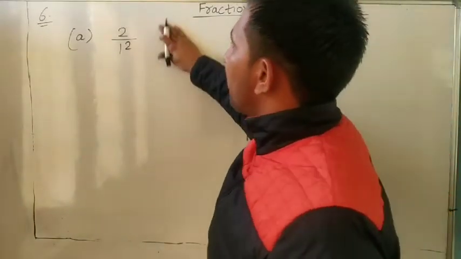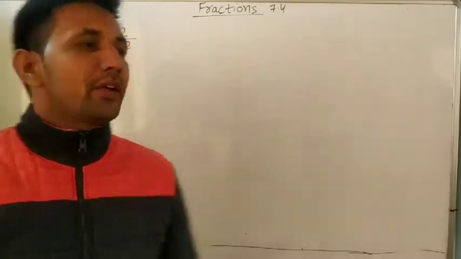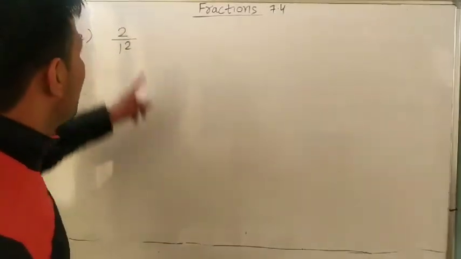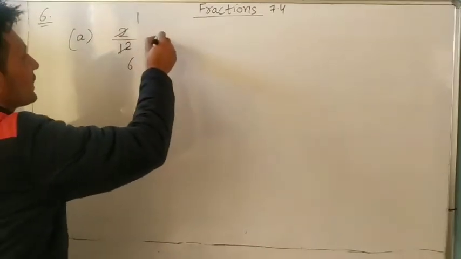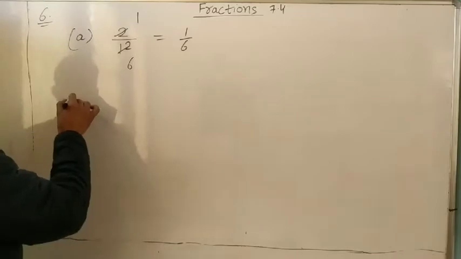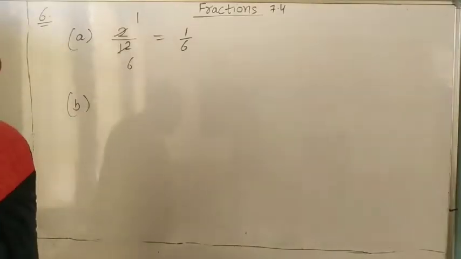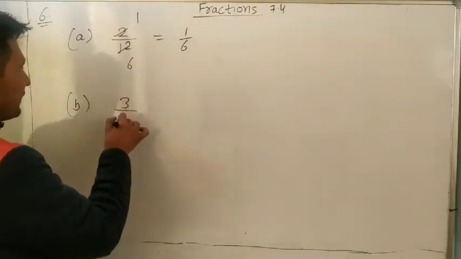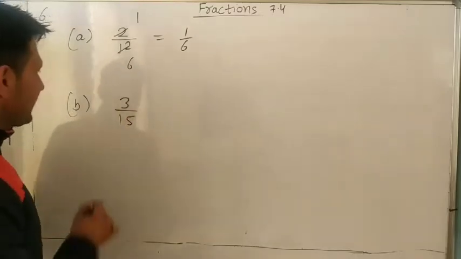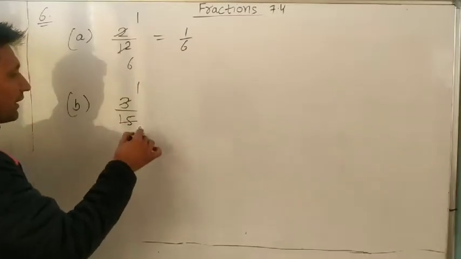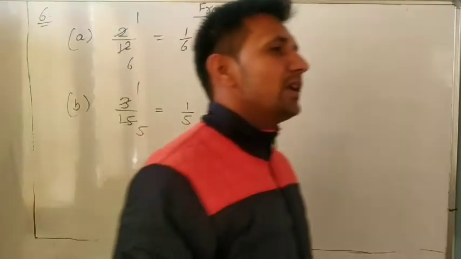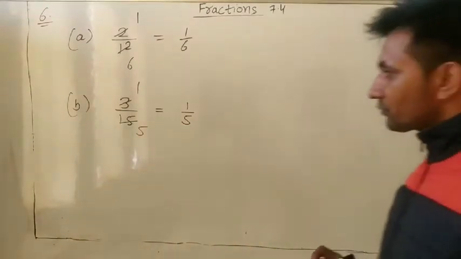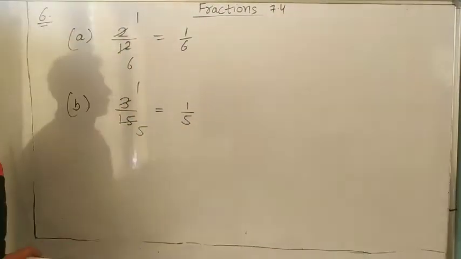What is the simplest form? The simplest form of a fraction means there is no common factor in the numerator and denominator. Any common factor? Yes, we can cut by 2: 2 ones are 2, 2 sixes are 12, so we get 1 upon 6. Same as it is B, 3 upon 15. Any common factor? Yes, 3: 3 ones are 3, 3 fives are 15, so 1 upon 5. Understand or not? How can we always find the simplest form? There is no common factor in the numerator and denominator.